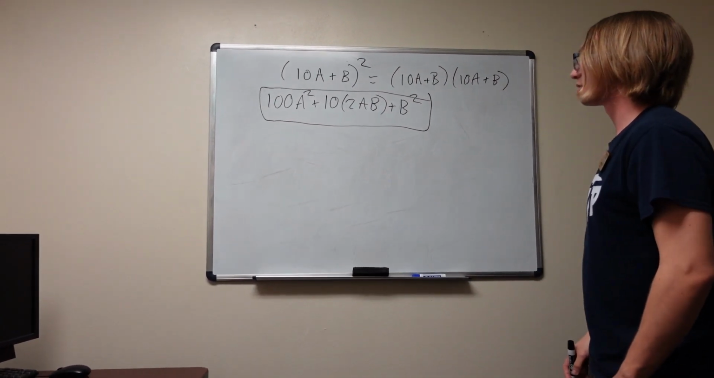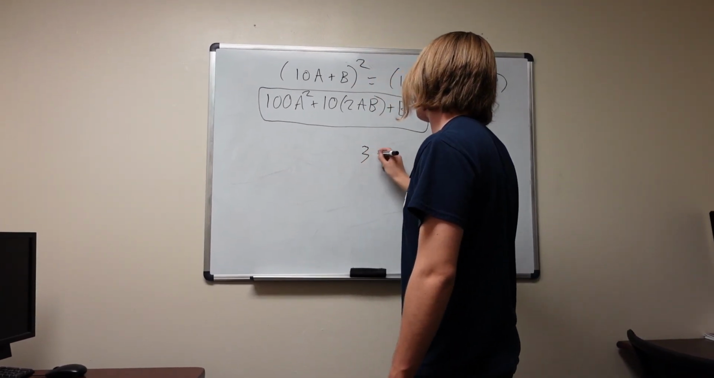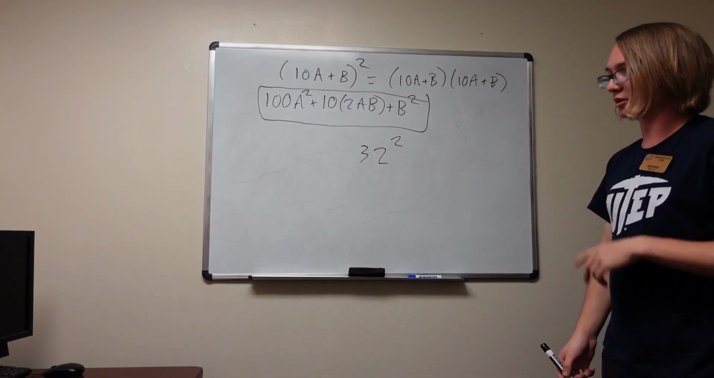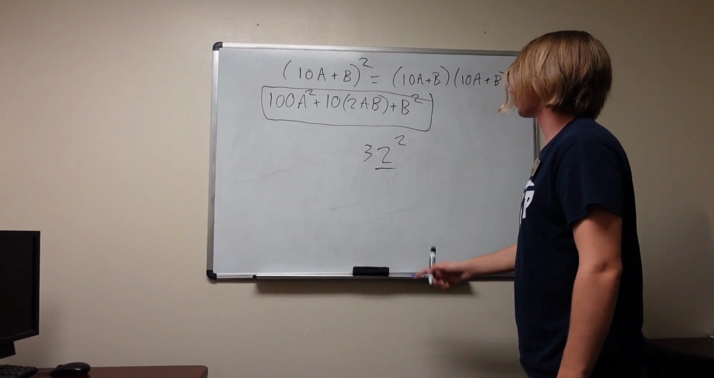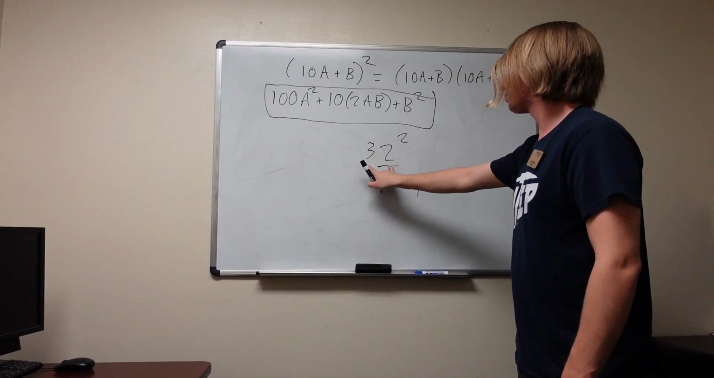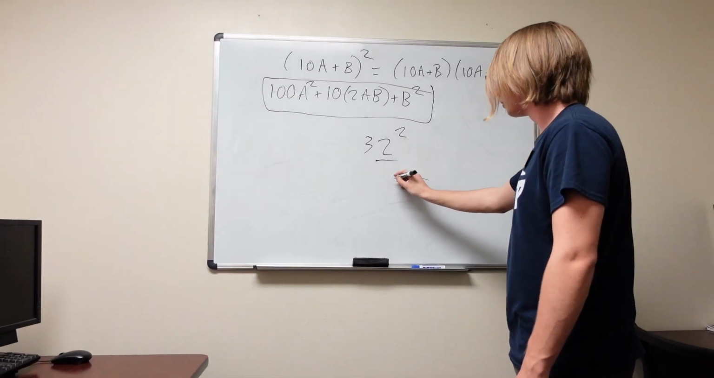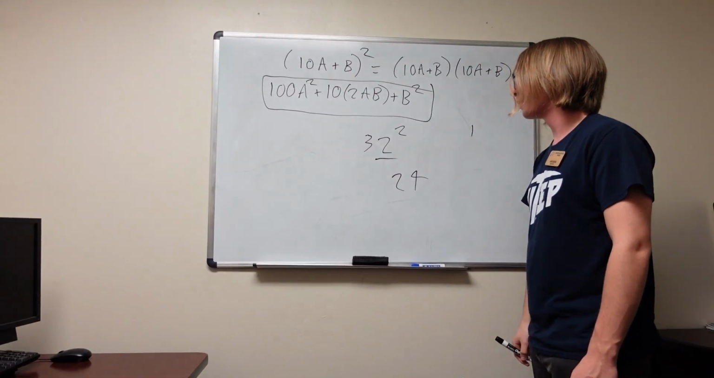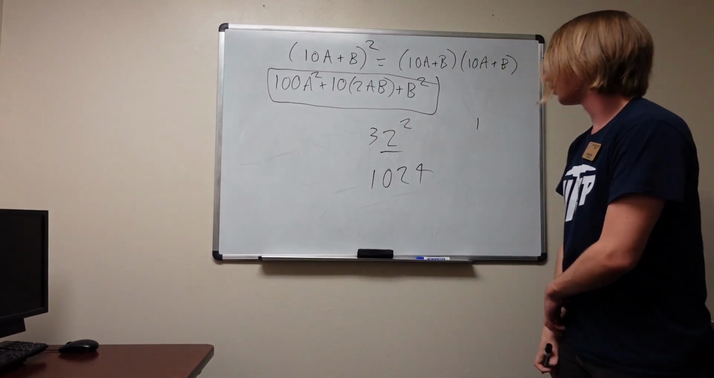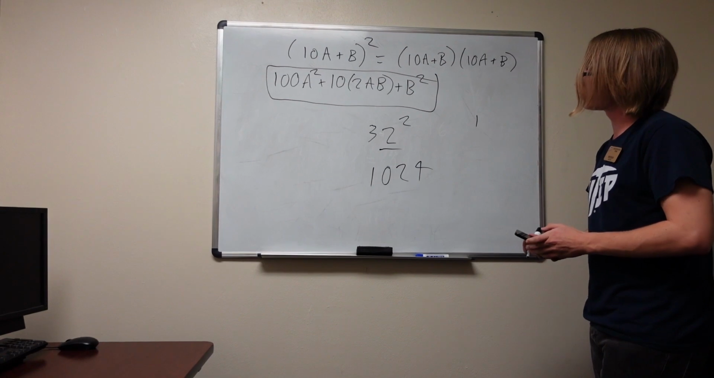So if you have a 2-digit square, let's say 32 squared, and you don't have that memorized, you could just use the trick. So b is 2, so 2 squared is 4. Then you take these 2 digits, multiply them by each other and then double it. So 3 times 2 is 6, double it, you get 12. So you carry a 1. And then 3 squared is 9, add the 1, you get 10. So 32 squared is 1024.